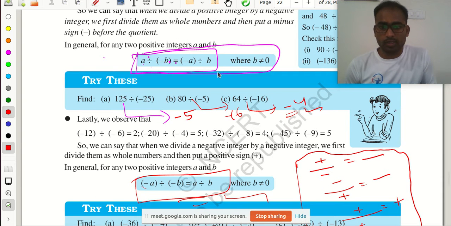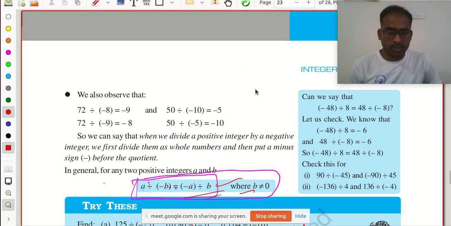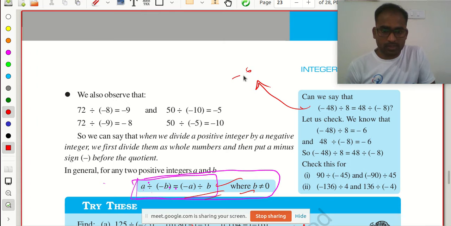So see here, just follow this: a divided by minus b is equal to minus a divided by b, where b is not equal to 0. Now solve here. What is the answer of the first one? Minus 48 divided by 8 is how much? Minus 6. Or 48 divided by minus 8. Both give the same answer. Okay, this is the example. Clear now?